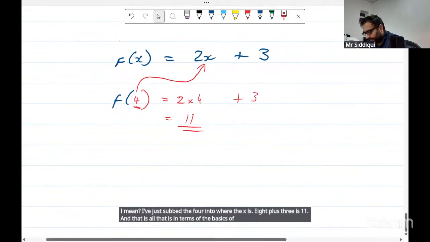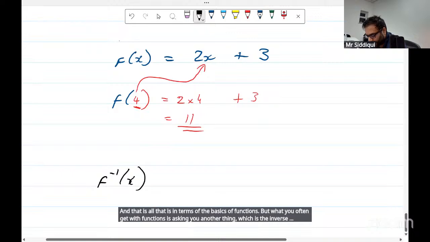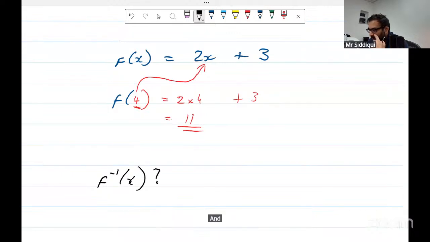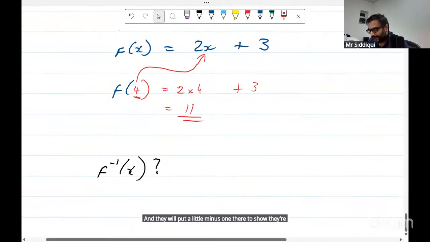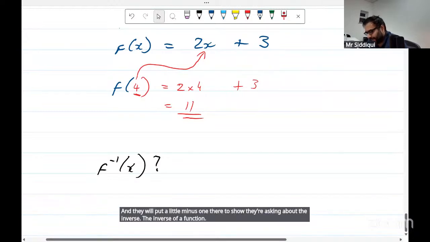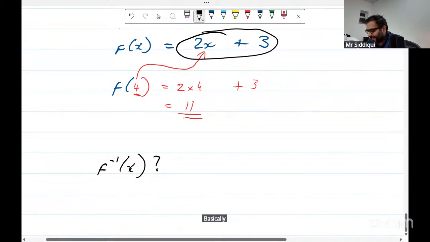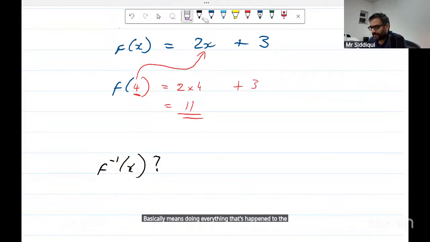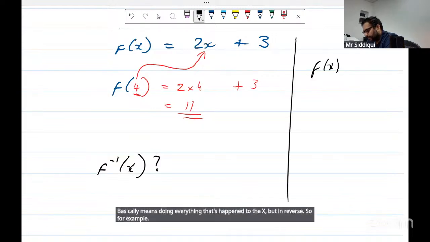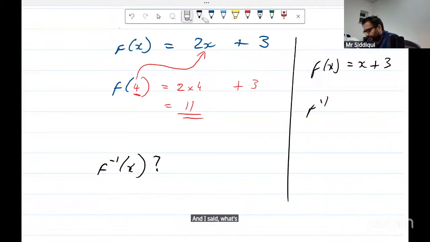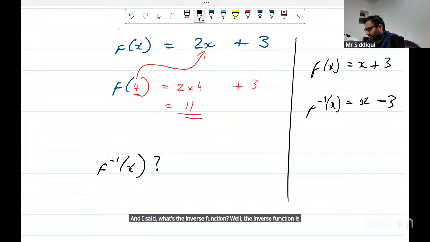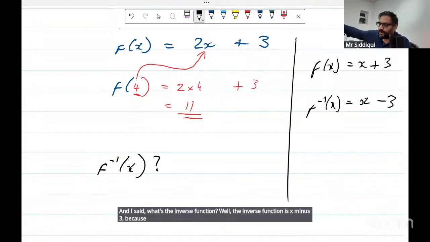But what you often get with functions is asking you another thing, which is the inverse function. And they will put a little -1 there to show they're asking about the inverse. The inverse of a function basically means doing everything that's happened to the x, but in reverse. So for example, if that was a function, and I said, what's the inverse function? Well, the inverse function is x minus 3, because we've added 3 in the original, and the inverse is just taking it away.